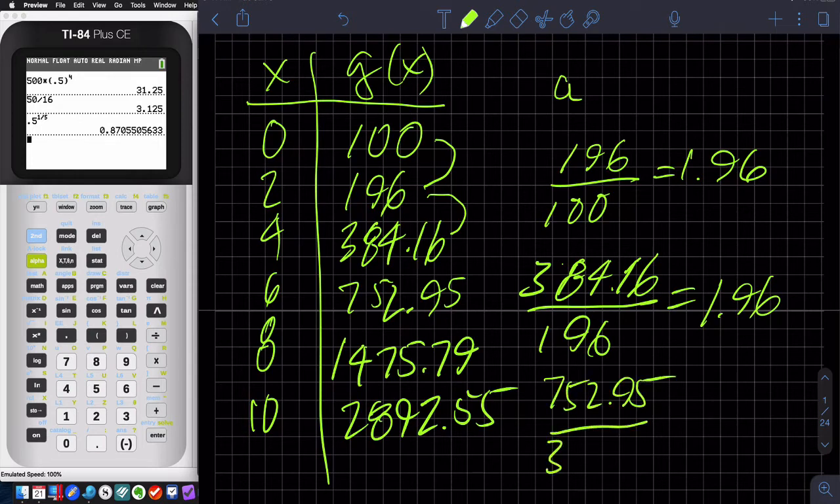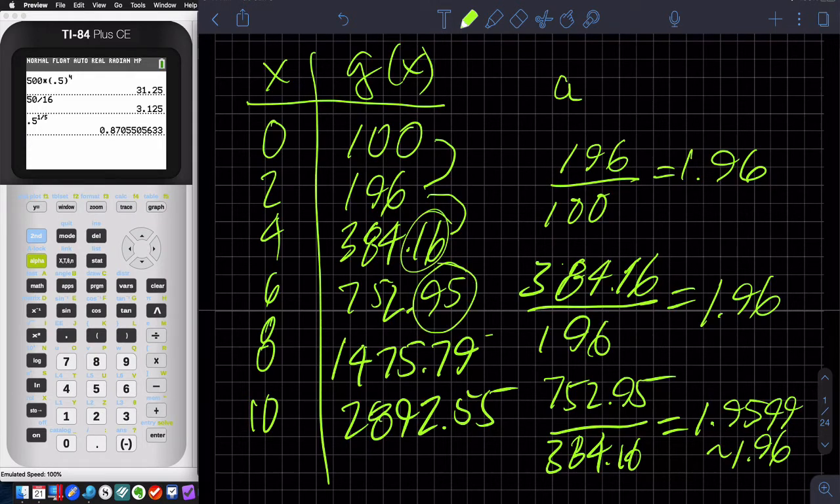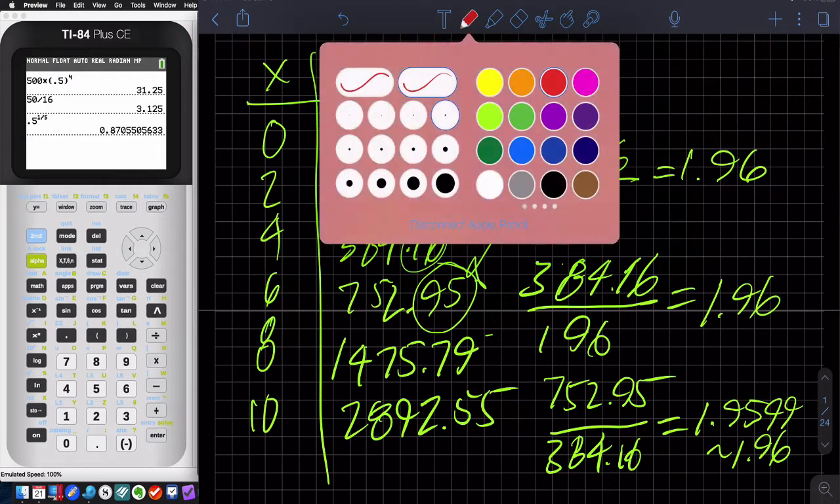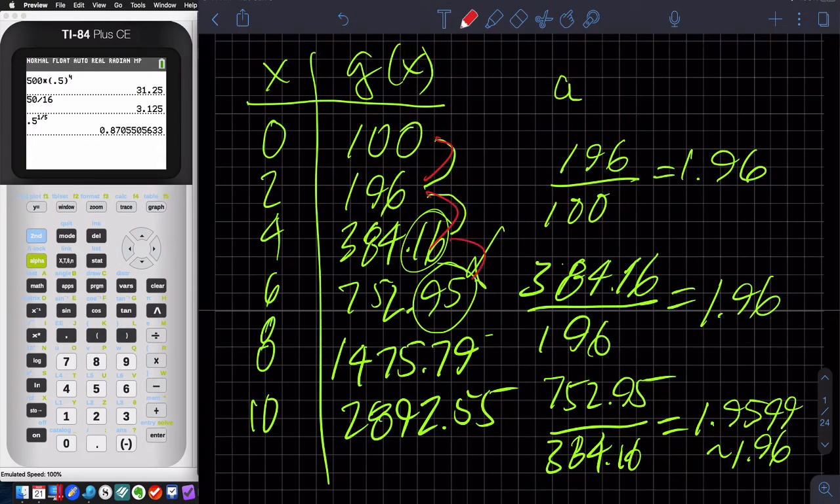752.95 and divide that by 384.16, what will we find? 752.95 divided by 384.16. And I get 1.9599, so that's approximately equal to 1.96. It's just because we end up having to round this number or that number. I suspect it's this one, okay? And we would have to do that for each of these intervals. So we did it for this one, we did it for that change, we did it for this change. We would have to do it for these two to continue to confirm that this is an exponential function.